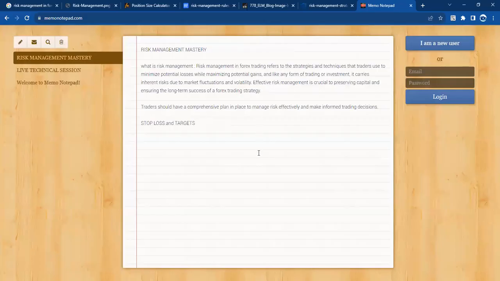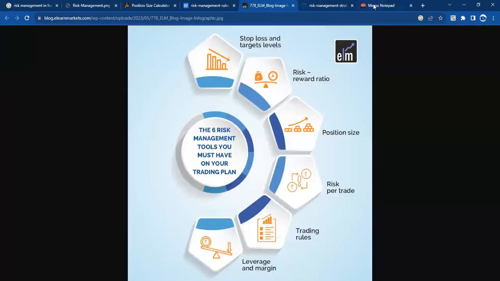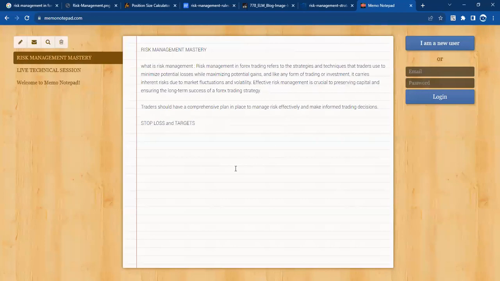So we've talked about stop losses. We have also talked about TPs. The next thing I would like to talk about is the risk to reward.